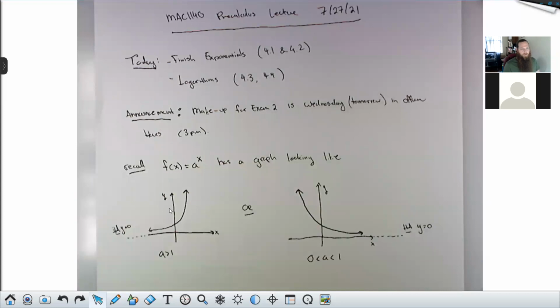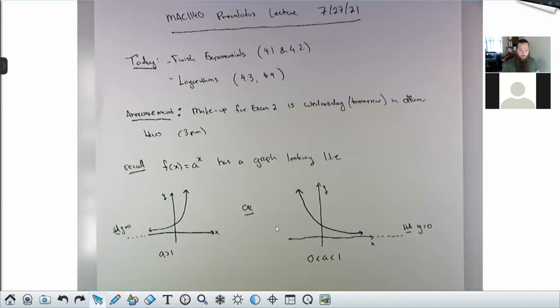Those are exponentials, right? And all the features of these things that we talked about last time: they're monotonic, either always increasing or always decreasing. They never hit the x-axis, meaning a to the x is never equal to 0, no matter what you plug in for x. All of those nice properties and features we discussed last Thursday.